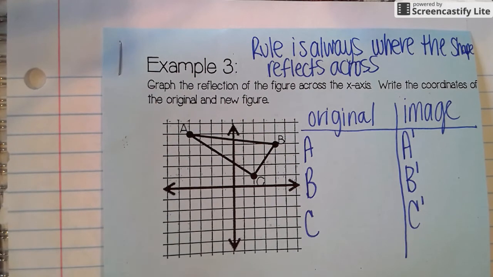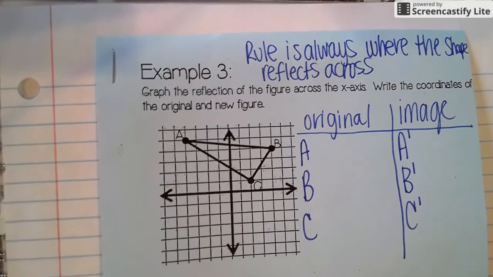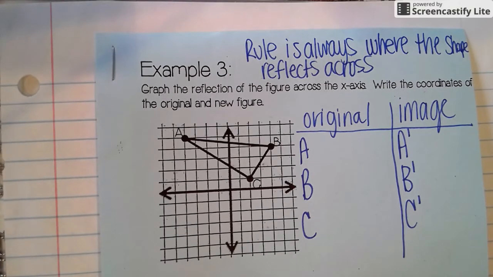This video is going to be on a type of transformation, which is called reflection. It's where you're going to flip or reflect a shape across some sort of line of reflection. It could either be an x-axis, a y-axis, or it could be like an x equals a number line, or a y equals some number. So you have to look at what the rule is stating, and it's where the shape actually reflects across.